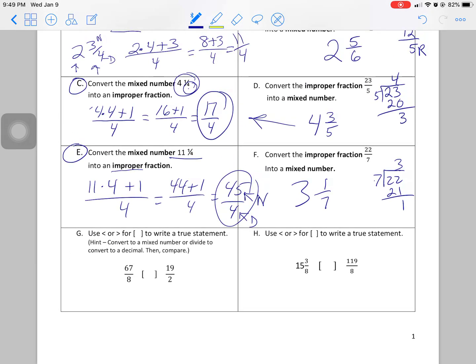So if you're trying to decide which is larger, there's a couple ways to go. You can put this in your calculator, 67 divided by 8. You're going to get 8.375. You put 19 divided by 2 in your calculator, you're going to get 9.5. And the instruction says, tell me which symbol goes in the middle. Well, which number is bigger? This number is bigger over here, so that's a greater than symbol like that.